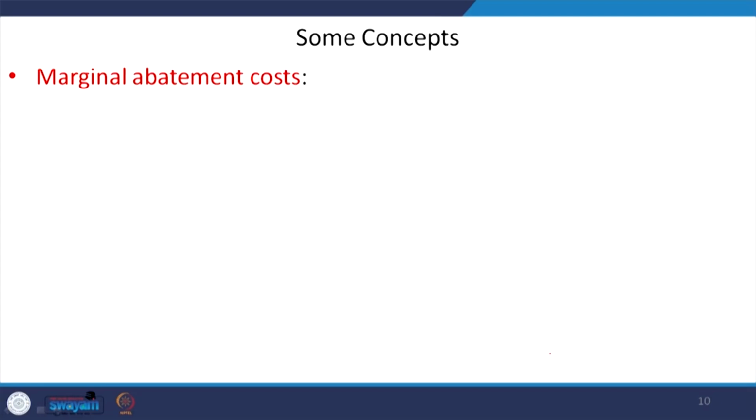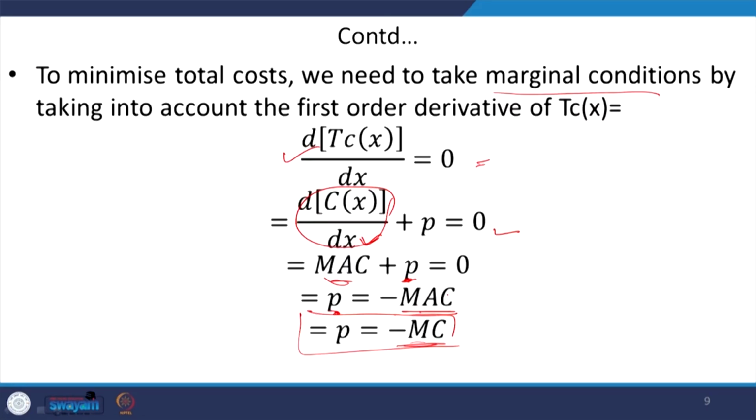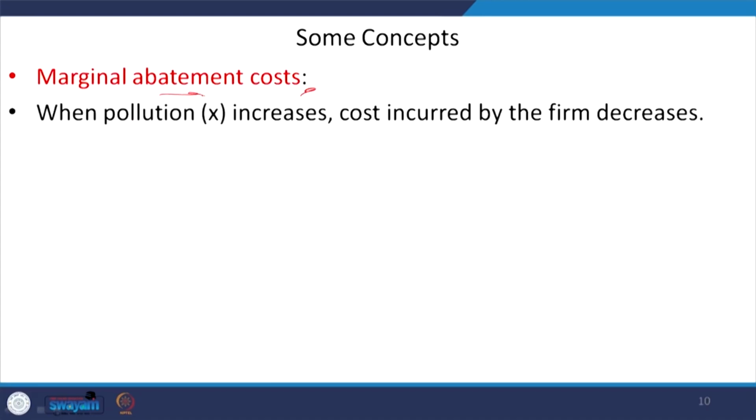Now we will look at some other concepts that are necessary in order to understand the concept of pollution fee. The first thing that we need to take into account is the marginal abatement cost. So, what is a marginal abatement cost? Although we talked about how to find this marginal abatement cost, the total cost that we are taking into account is with respect to 1 unit of pollution. Here we are defining this, that it can be understood when pollution is increasing.